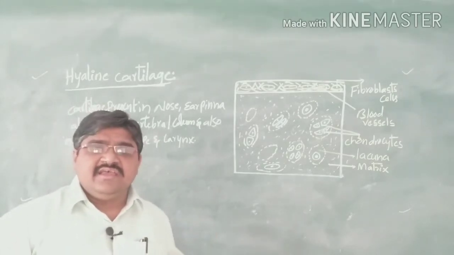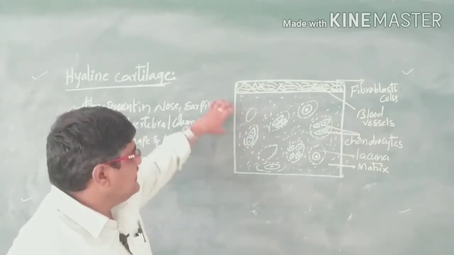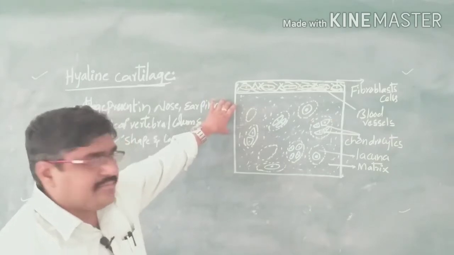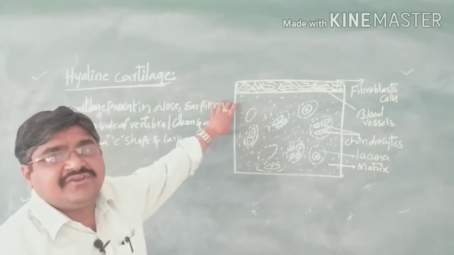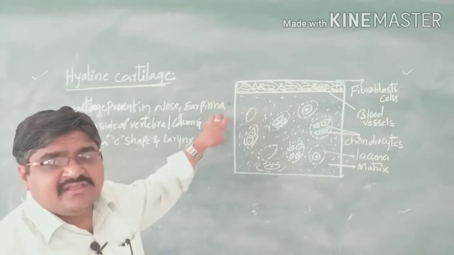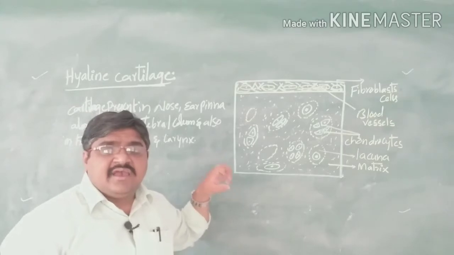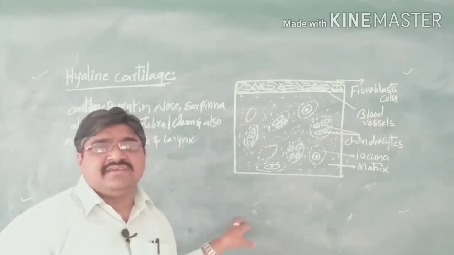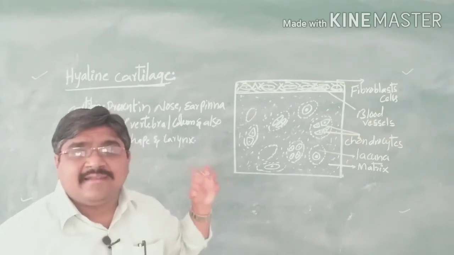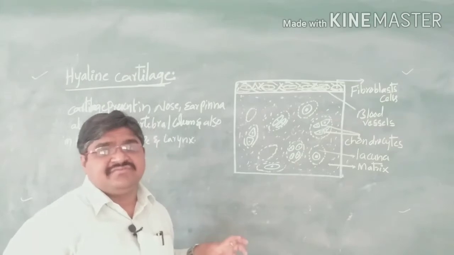Here is a diagrammatic representation of a hyaline cartilage. This hyaline cartilage consists of a dense matrix, or ground substance, which is a transparent, jelly-like matrix.